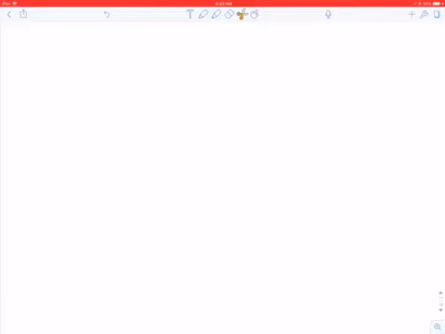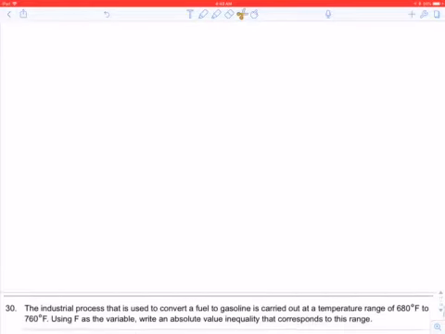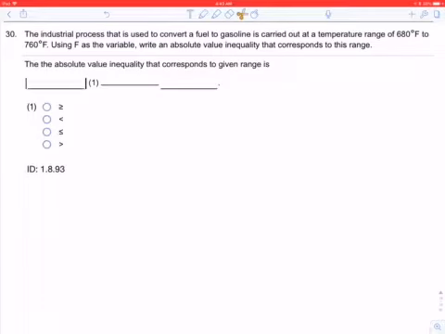This is from college algebra, the study guide for exam 2. Let's look at this. It says the industrial process that is used to convert a fuel, gasoline, is carried out at a temperature of 680 to 760. Using F as a variable, write an absolute value inequality that corresponds to this range.